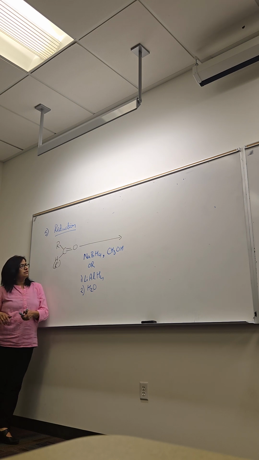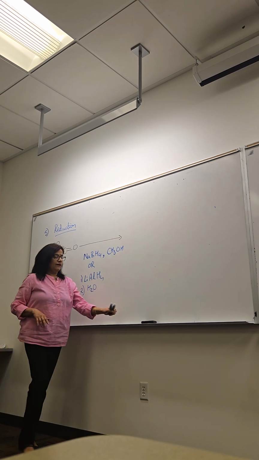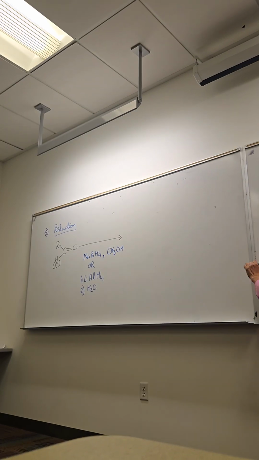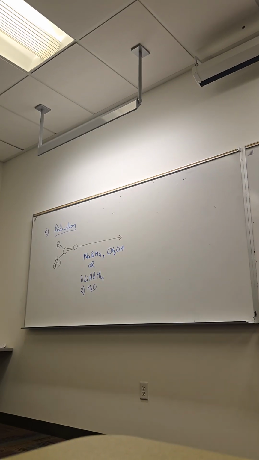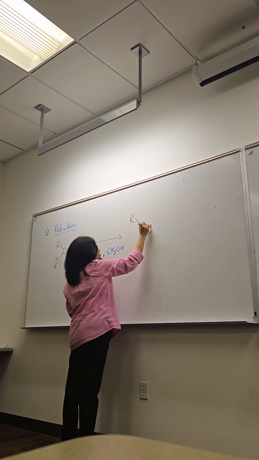We also wrote a mechanism, but what would be the product? If an aldehyde or a ketone is reduced with sodium borohydride or LAH, what's the outcome? An alcohol. What kind of alcohol does an aldehyde produce? A primary alcohol.